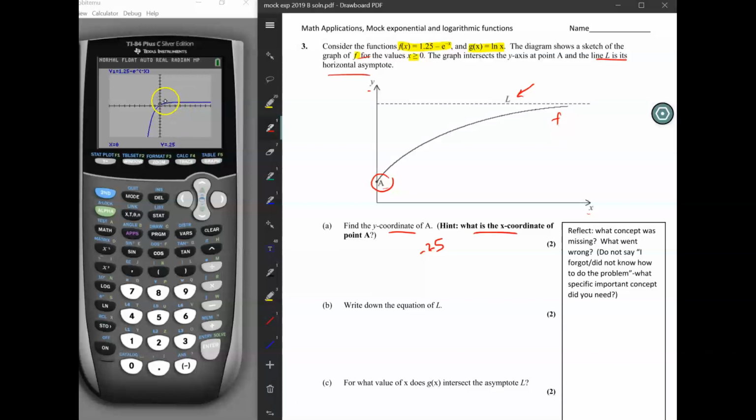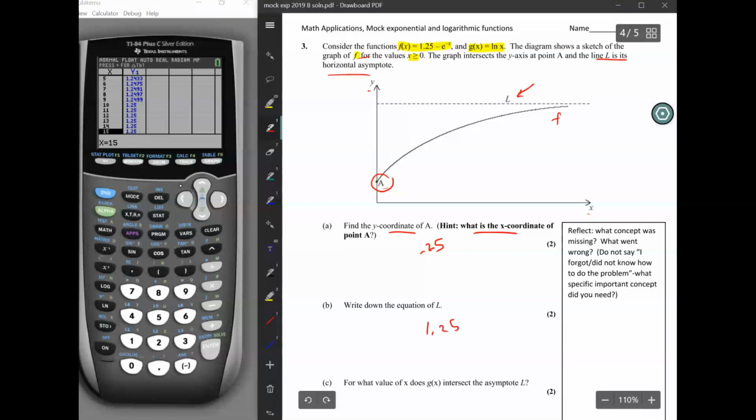One is, okay, looks like the horizontal asymptote's on the right side of this thing, so the positive values of x. So if we go to the second table and start going down the table to see what the y values do, we can see that eventually it gets to the point, 1.25, where it just stops getting bigger. So that must be the value of the asymptote. So the value of the asymptote is 1.25.